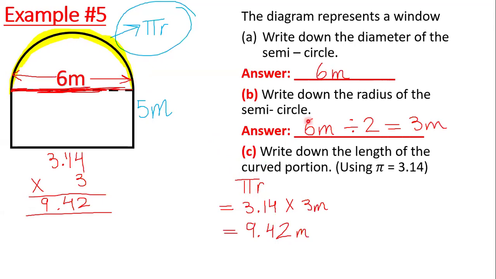And so we have pi r, so it's going to be pi, which is 3.14, times 3. We say 3.14 multiplied by 3, and that gives us 9.42. And so that's how we're able to answer this question. Okay?